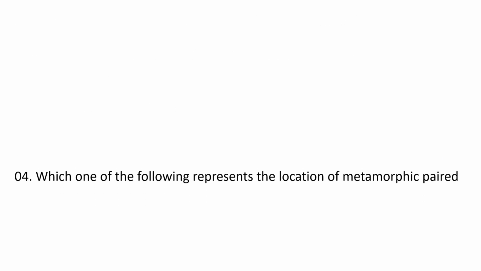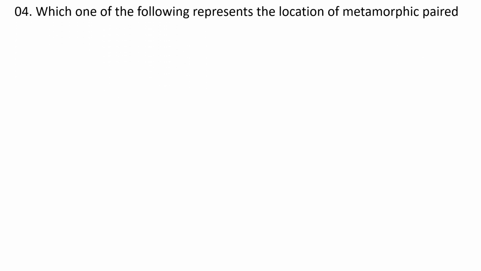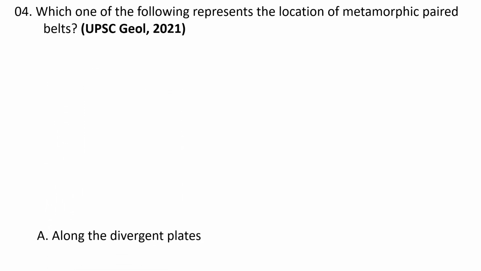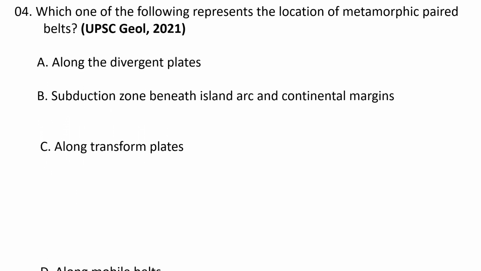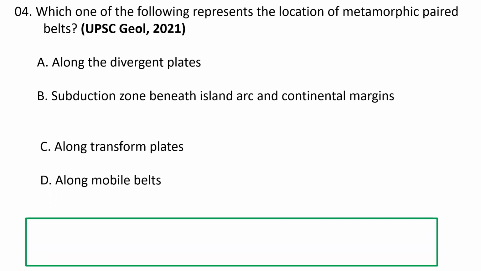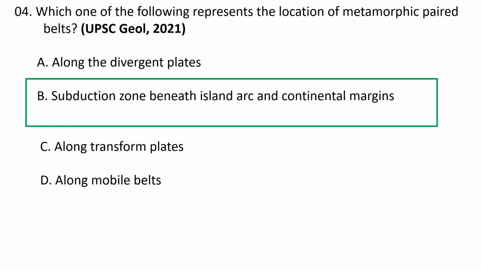Coming to the fourth question, which of the following represents the location of paired metamorphic belts? Choices are A, along the divergent plates; B, subduction zone beneath the island arc and continental margins; C, along transform plates; D, along mobile belts. The correct answer is B, subduction zone beneath the island arc and continental margins. So these are the locations of paired metamorphic belts.